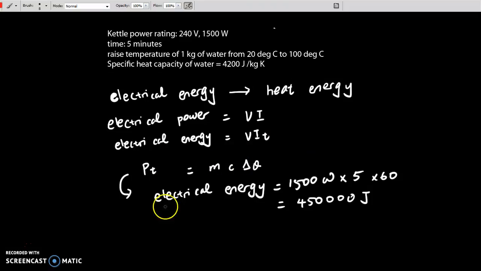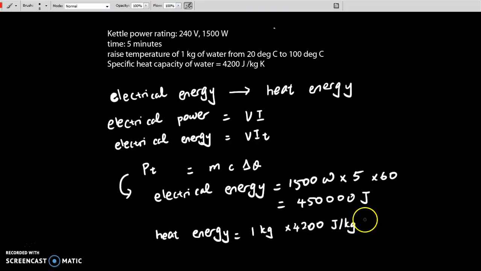Then what is the heat energy that I actually have? Heat energy will be computed by mc delta theta. That will be 1 kg multiplied by 4200 joules per kg Kelvin, multiplied by the change in temperature, that's 80 degrees Celsius, 100 minus 20, and that should give me 336,000 joules.